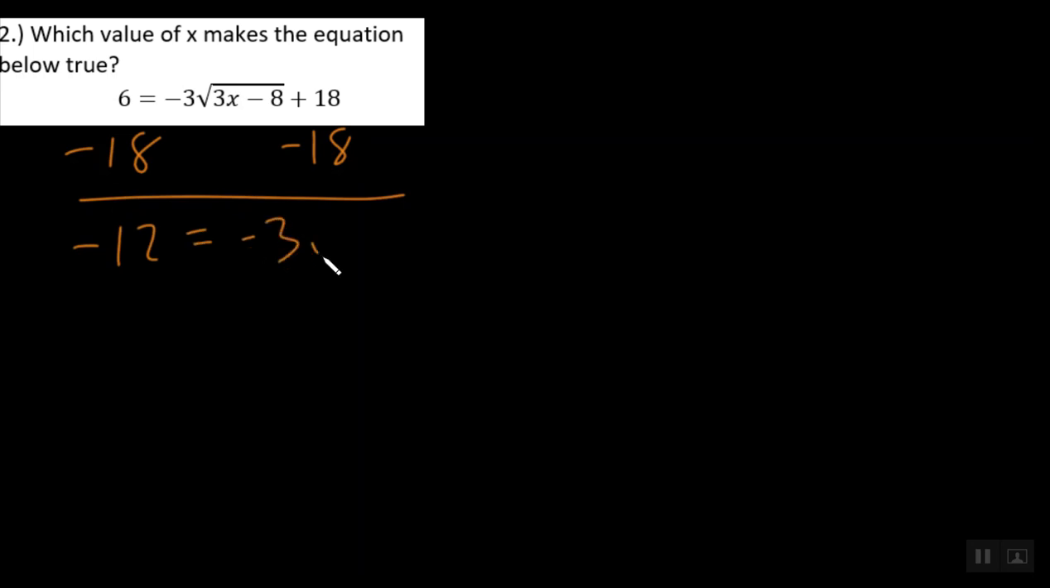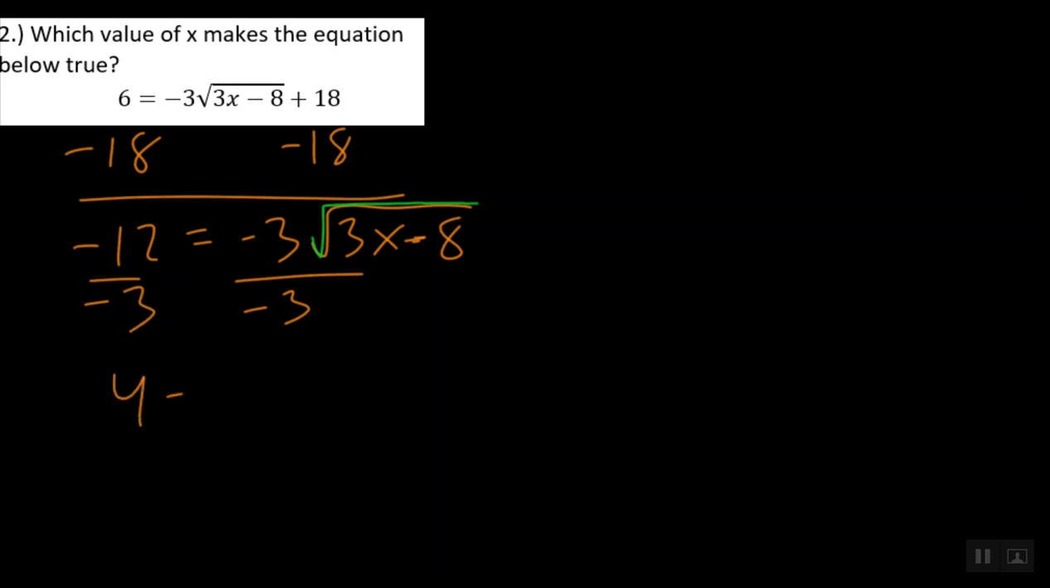Negative 12 is equal to negative 3 square root of 3x minus 8. Well, remember, we always want to work to get our grouping, or in this case, aka our square root, by itself. This implies that we need to divide both sides by negative 3 to get rid of that. And negative 12 divided by negative 3 is equal to 4. Equals the square root of 3x minus 8.